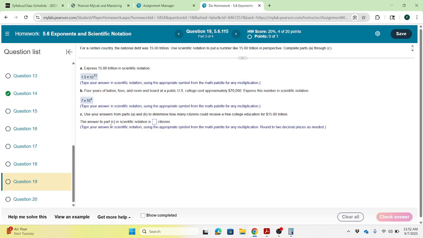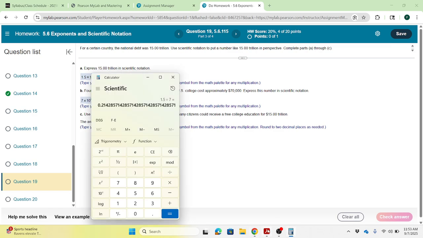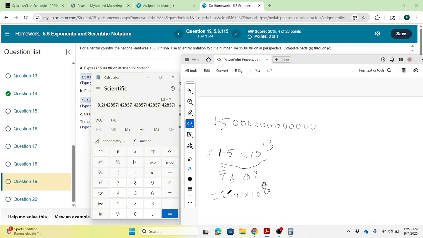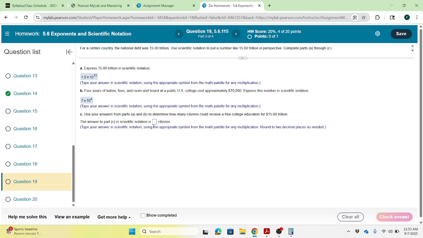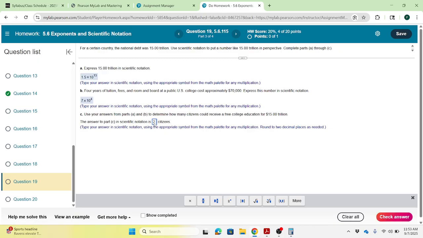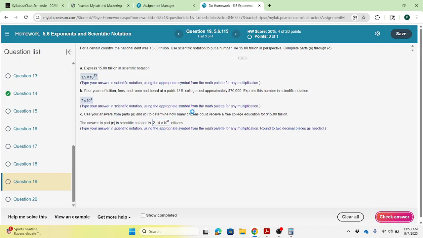You also have to read the instruction: type your answer in scientific notation, use the appropriate symbol from the math keypad here, and then round to 2 decimal places. I did not round it to 2 decimal places. It's supposed to be 2.14. Yeah, that's right. 2.14 times 10 to the power 8. Okay, so that is the number of citizens.